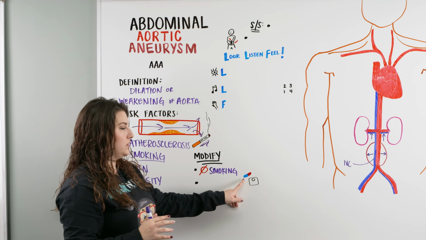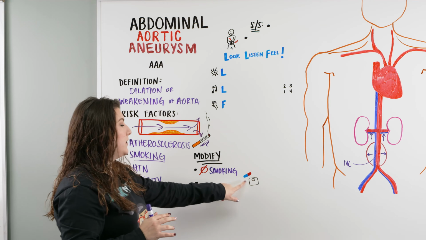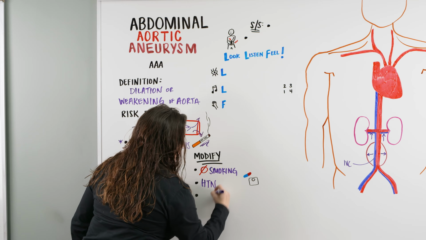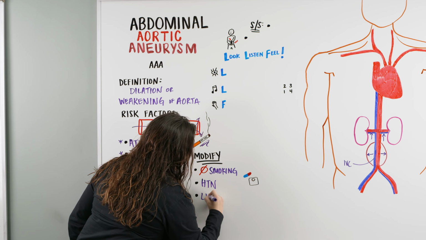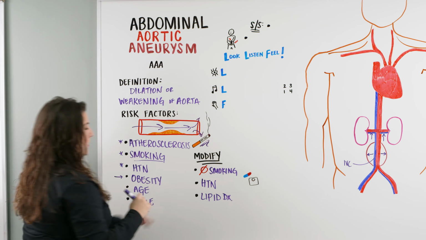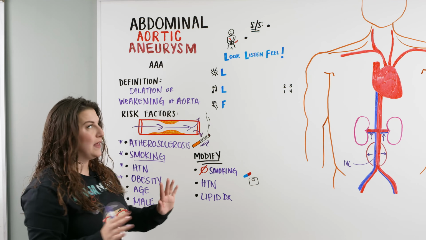Two things that we can do are pharmacological management or weight loss. What are they? We can do that with our hypertension, and we can do that with our lipid disorders, right? Which can also be attributed to our atherosclerosis, our high blood pressure, and our smoking. So let's keep that in mind.